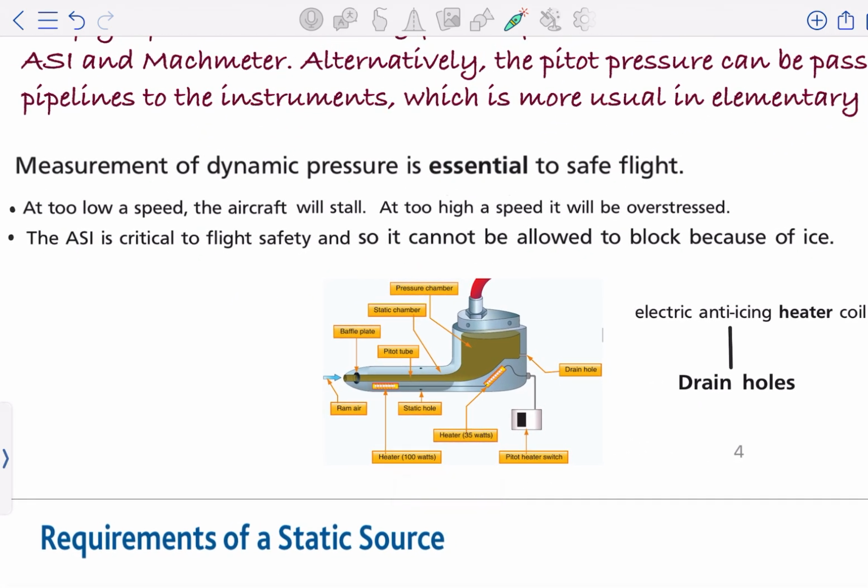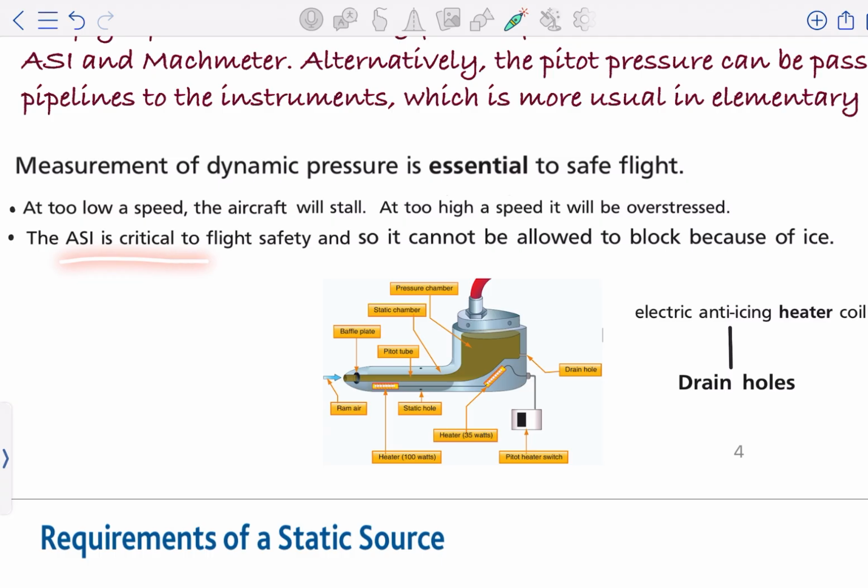Next we can see that measurement of dynamic pressure is essential to flight safety, right? At low speed the aircraft will stall. At too high speed it will be overstressed. So these are the reasons why it is so important to sense dynamic pressure properly, because if the airspeed of the aircraft is too low, it will stall, and if the airspeed is too high, it will be overstressed, which will cause damage to the aircraft.